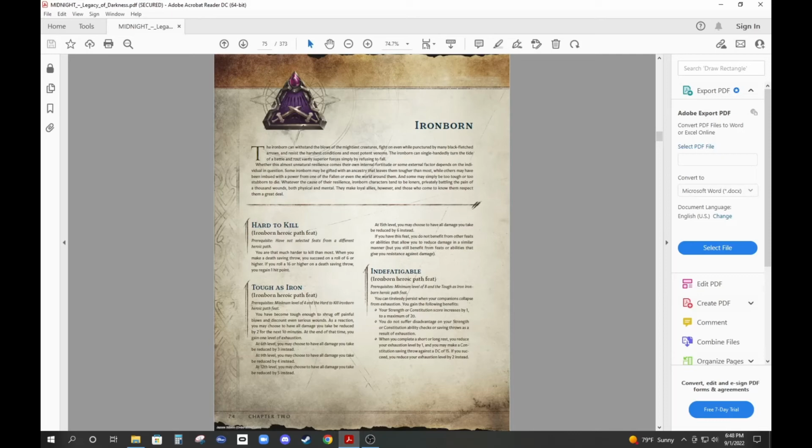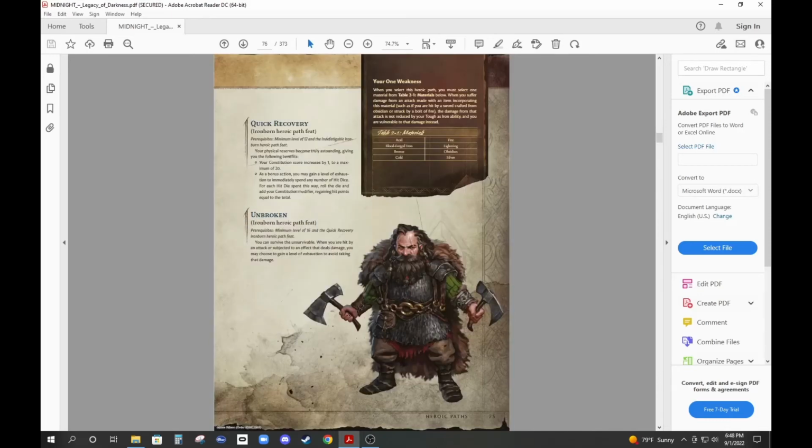Whatever the cause of their resilience, Ironborn characters tend to be loners, privately battling the pain of 1,000 wounds, both physical and mental. They make loyal allies, however, and those who come to know them respect them a great deal. So we have the feats Hard to Kill, Tough as Iron, Indefatigable, Quick Recovery, and Unbroken.